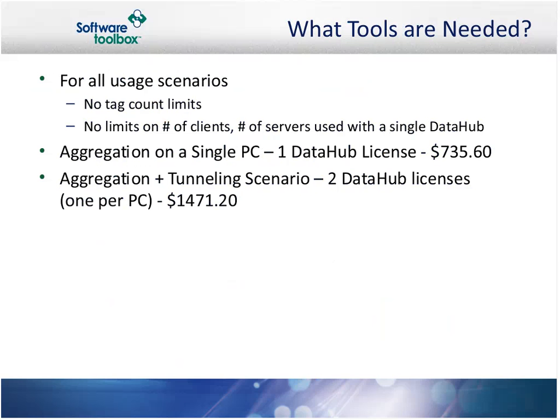So let's go ahead and talk about some of the simple scenarios we covered. If one of the more advanced applications looks like something you may want to do, let me or Wynn know. We'll be happy to discuss some specifics with you. Just for the basic scenario of aggregating multiple OPC servers on a single computer, all you'll need is a single copy of Data Hub. When you add tunneling, in the case where OPC servers are on a PC and the OPC client is on another PC, you just simply have to add the second OPC Data Hub license.